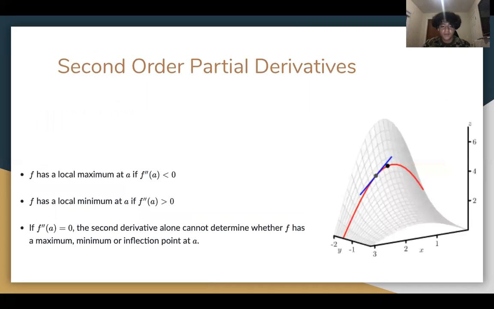The second partial derivative is the partial derivative of the partial derivative, in which fxx would mean that you will be taking the partial derivative of the function with respect to x twice.